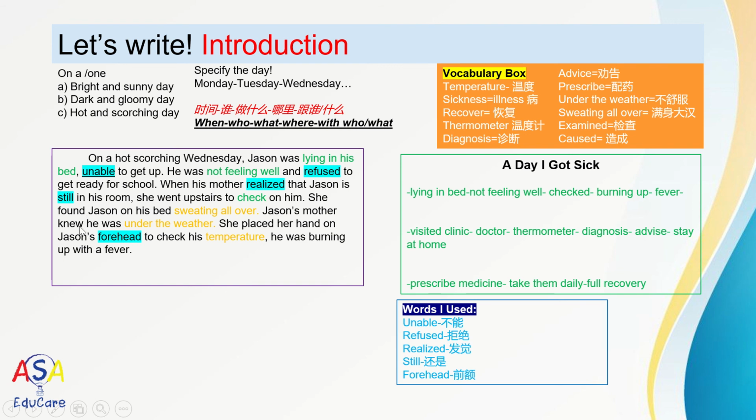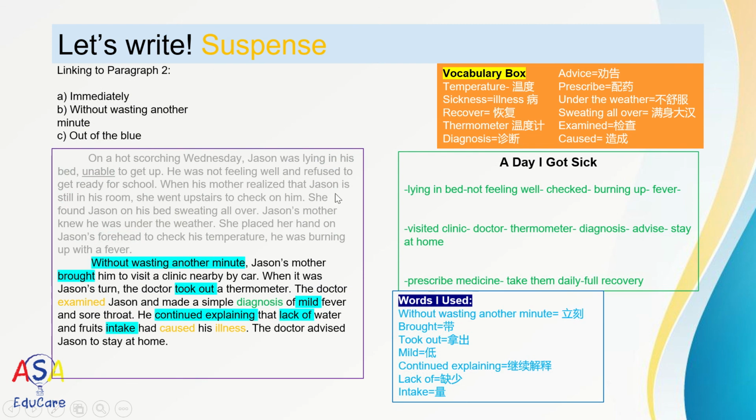If you can't, try to get at least 5 rows. Moving on: suspense, what happened? So when I start my introduction, how do I go on to the second paragraph? Try not to use "and then, and then this, and then that". Actually, just don't use it, the sentence sounds very ugly. I used "immediately" or "without wasting another minute". I don't use "out of the blue" here because it means suddenly, and this didn't happen suddenly.